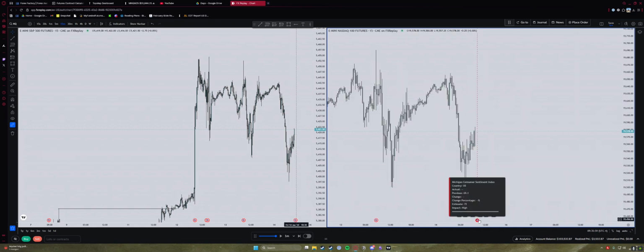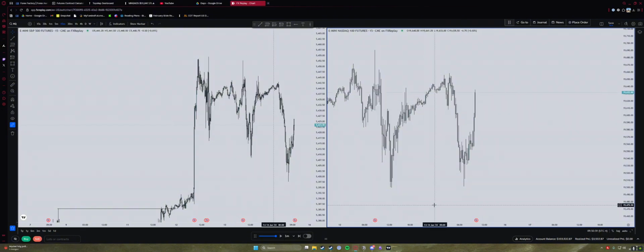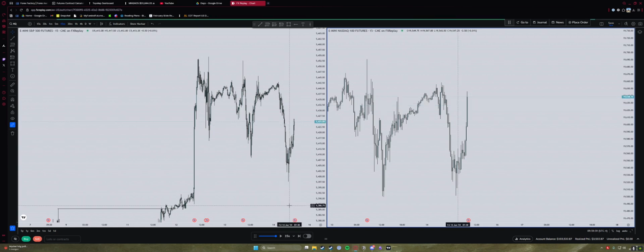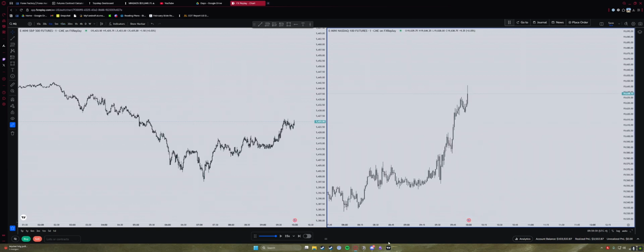Now at 10 o'clock we have PMI or something, Michigan Consumer Sentiment Index. This is a good day. It's Friday. I'm waiting for what 10 a.m. will do, around that. So let's see what 10 a.m. does, if it manipulates or so. I'm still looking for longs.